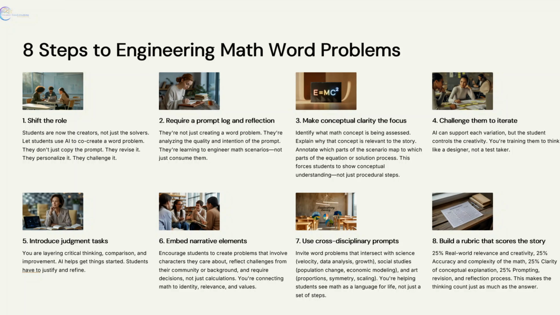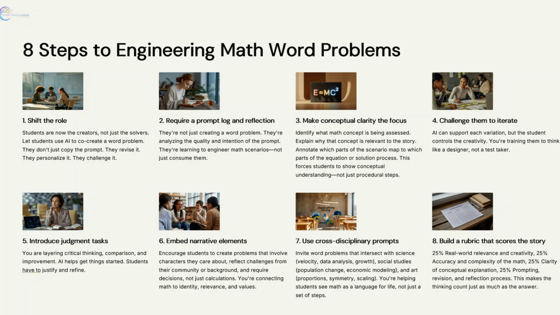Number seven, use cross-disciplinary prompts. Invite word problems that intersect with subjects such as science, with topics like velocity, data analysis, and growth. In social studies, looking at population change, economic modeling. In art, looking at proportions, symmetry, scaling. And you can use a prompt like this: use AI to write a word problem about climate change that involves exponential functions. You're helping students see math as a language for life and not just a set of steps.